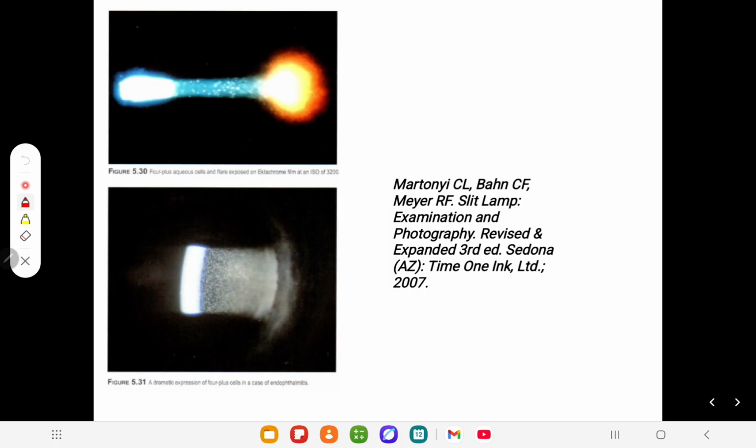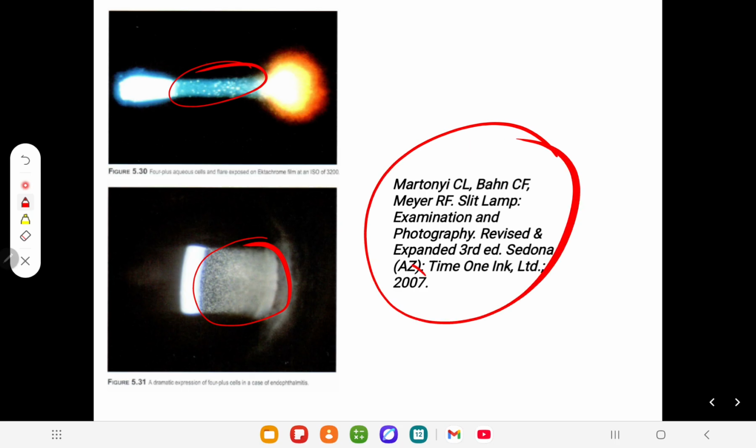So can you see in this picture, 4 plus cells, a lot of cells, isn't it? And see, in this case, with 4 plus cells, it's like flare, isn't it? My goodness, it's very important. It's again the same book.